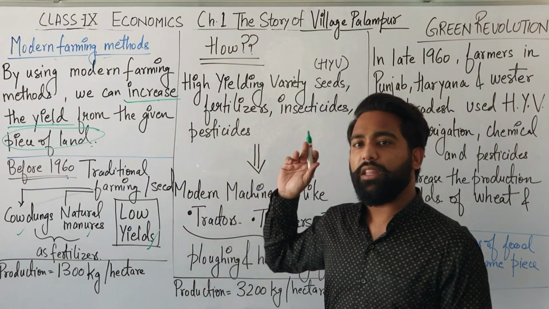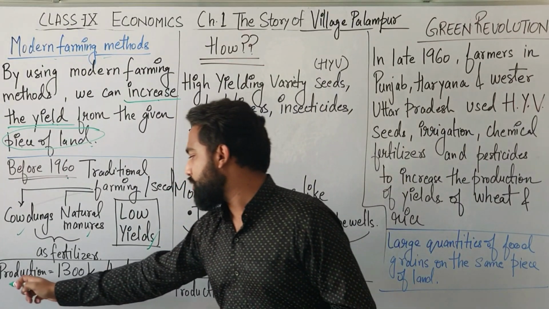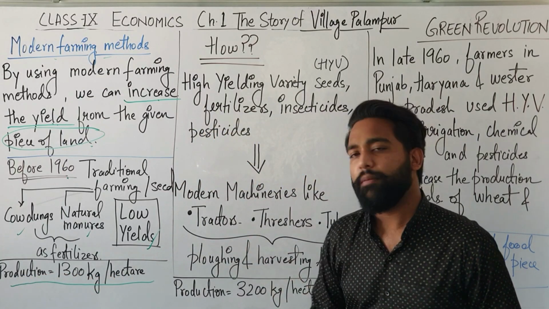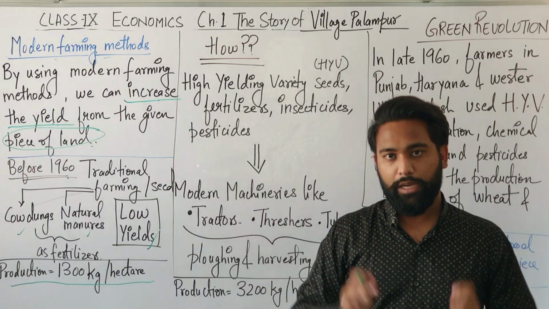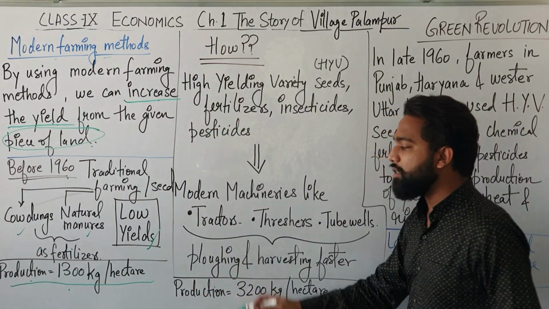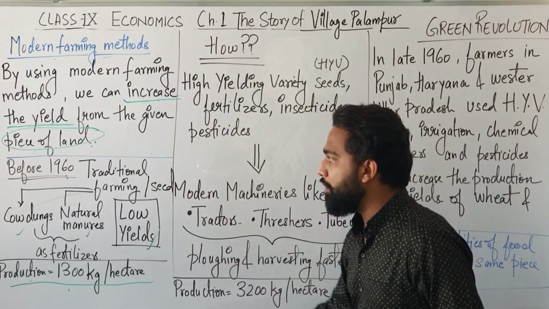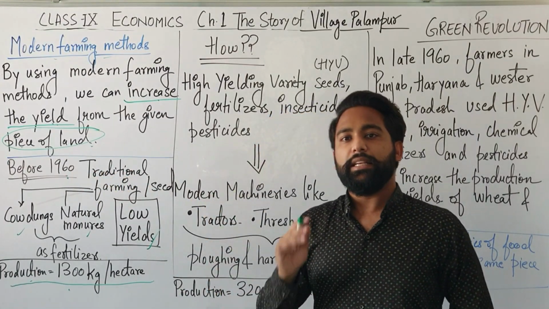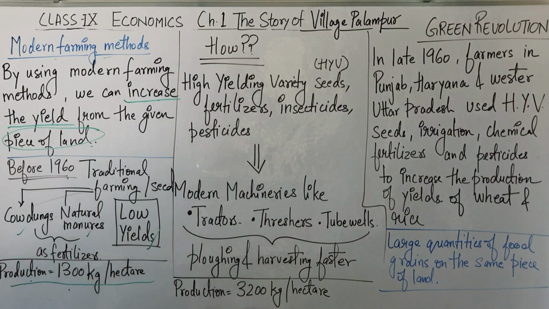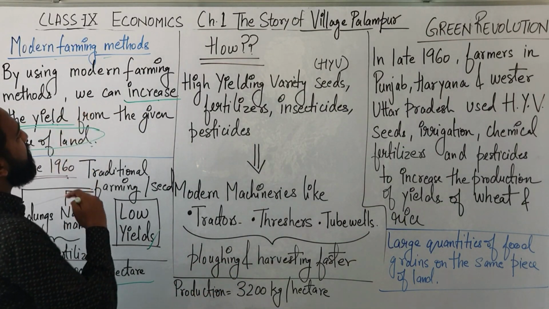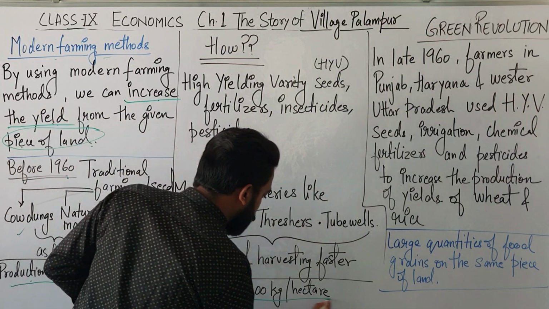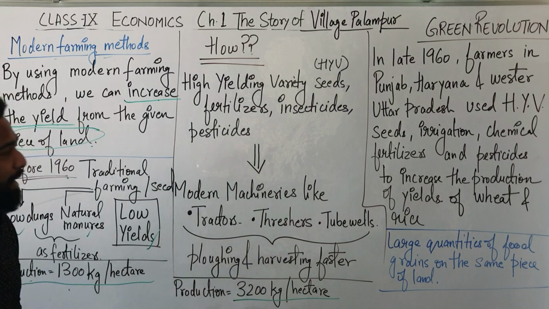At that time in Palampur, production of wheat was 1300 kgs per hectare. In Palampur, the production was 1300 kgs per hectare before 1960. But after using the modern farming methods, they increased the production to 3200 kgs per hectare.